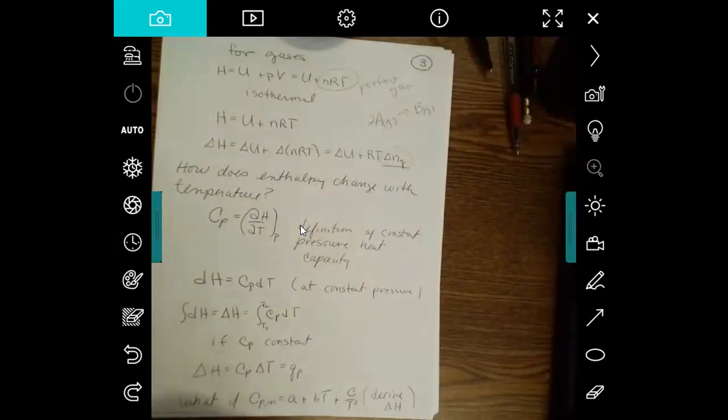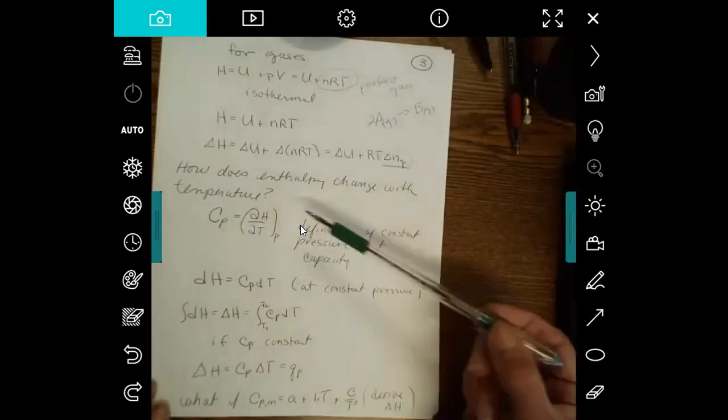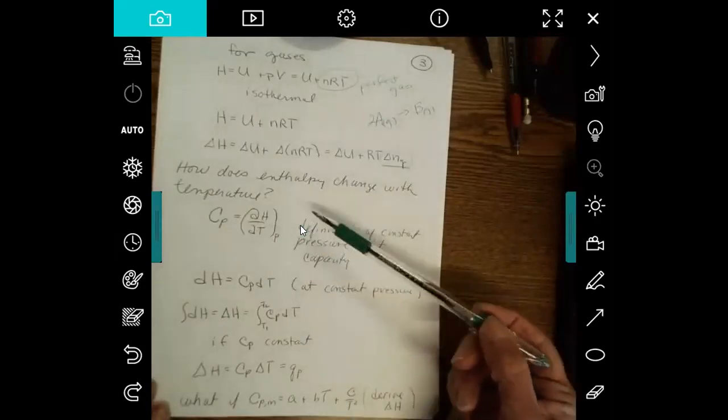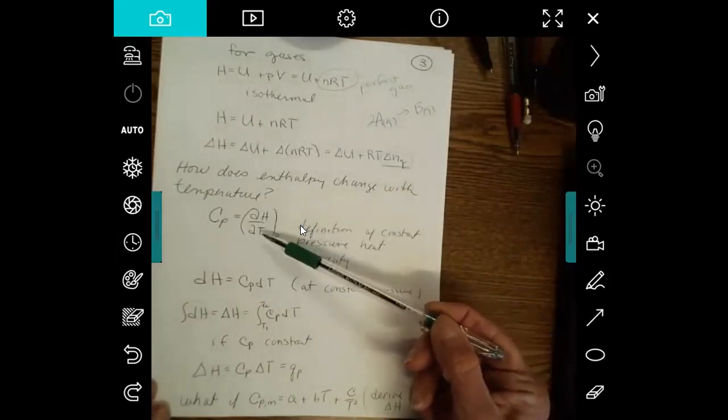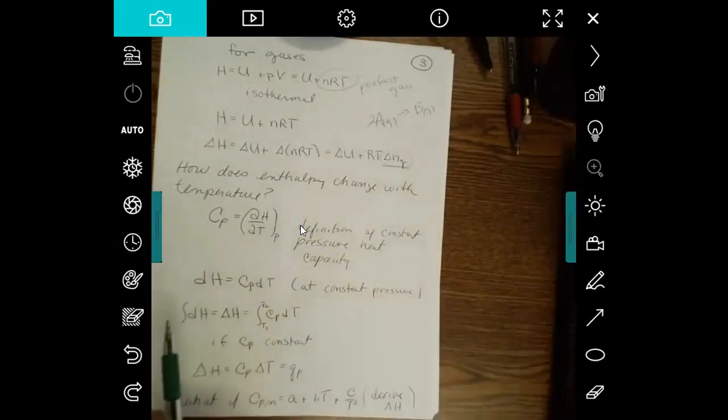So how does enthalpy change with temperature? We didn't really focus on this back in Chem 107, but we'll have to realize now that the change in enthalpy for a process depends on the temperature at which it takes place. So we're going to define another heat capacity. So the heat capacity at constant pressure is by definition how enthalpy changes with temperature holding pressure constant. So that'll be a partial derivative.